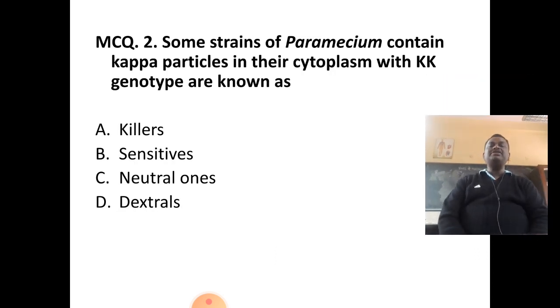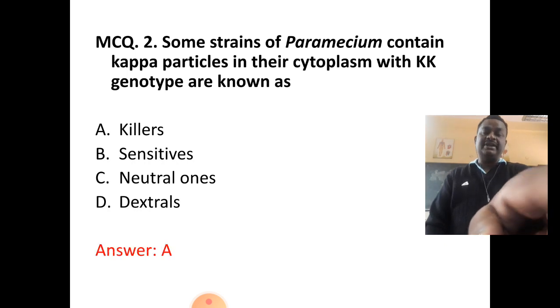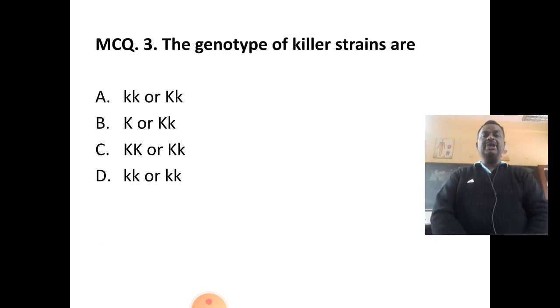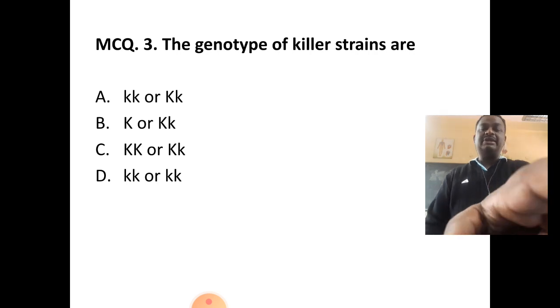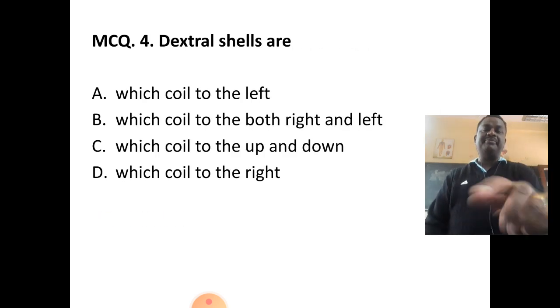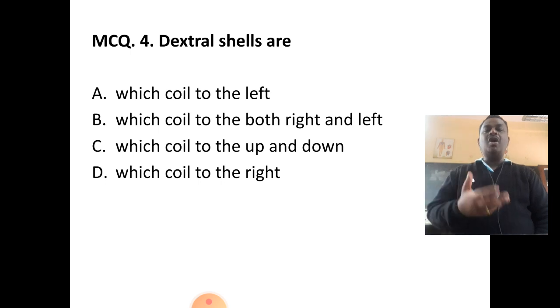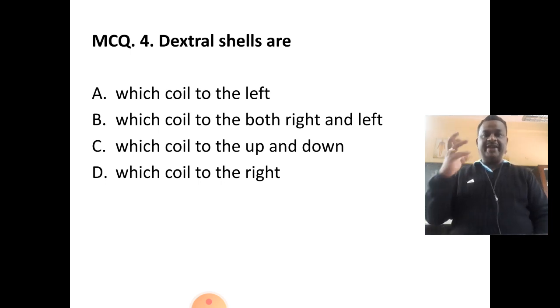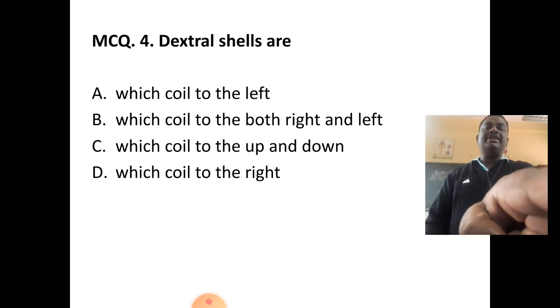Question 2. Some strains of paramecia contain Kappa particles in their cytoplasm with capital K genotype. So, with the dominant genotype along with Kappa particles, what is the type of paramecium it is? It is the killer strain, answer A. The genotype of killer strains is capital K or capital K small k. So, the answer is C. Dextral shells are rotatable towards the right side. So, which coil to the right? Answer is D.